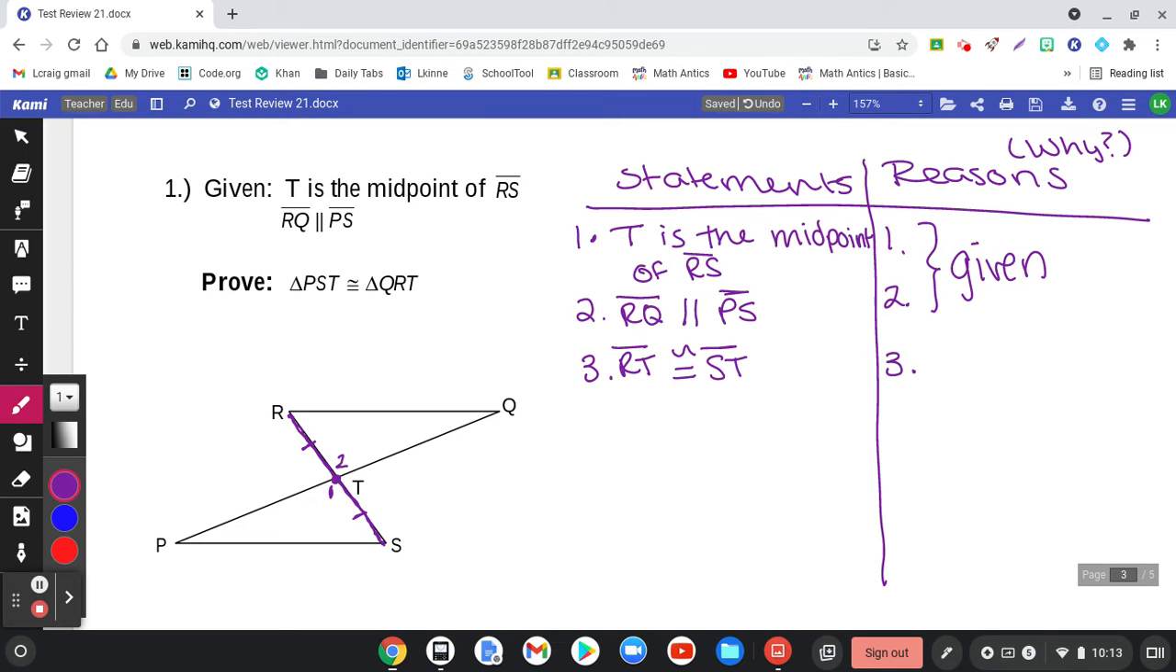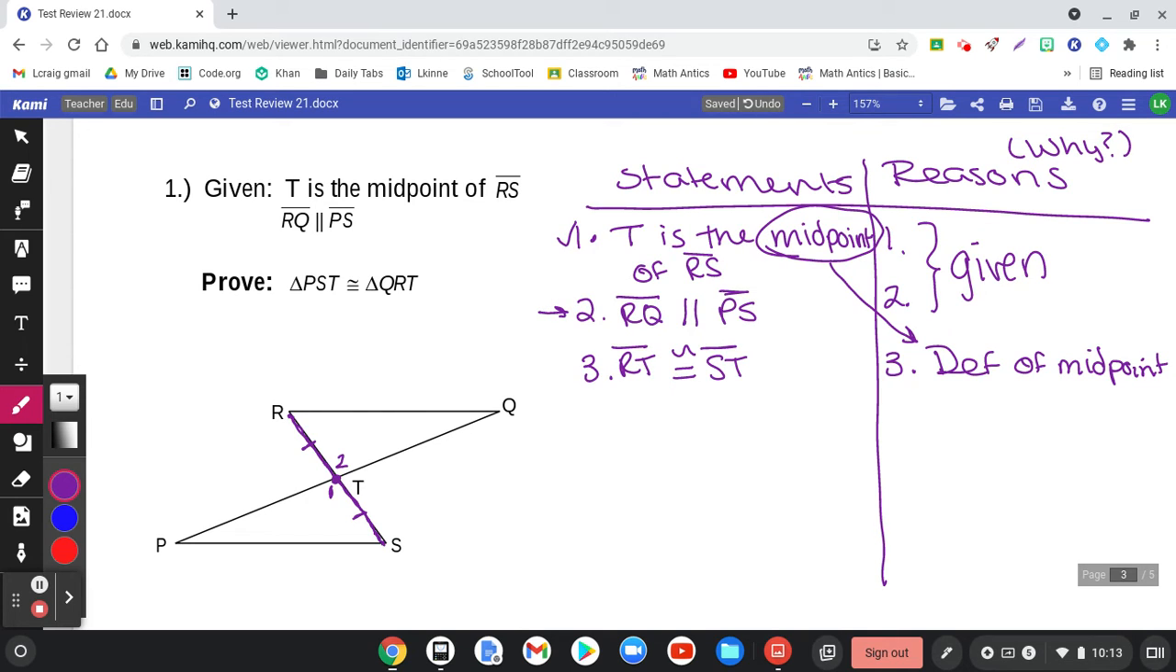And why did I say that? Definition of midpoint. If I give you something in the givens, midpoint, bisect, perpendicular, you're going to use it in your reasons column at some point. Okay, so we're done with that one. Now let's move on to parallel.